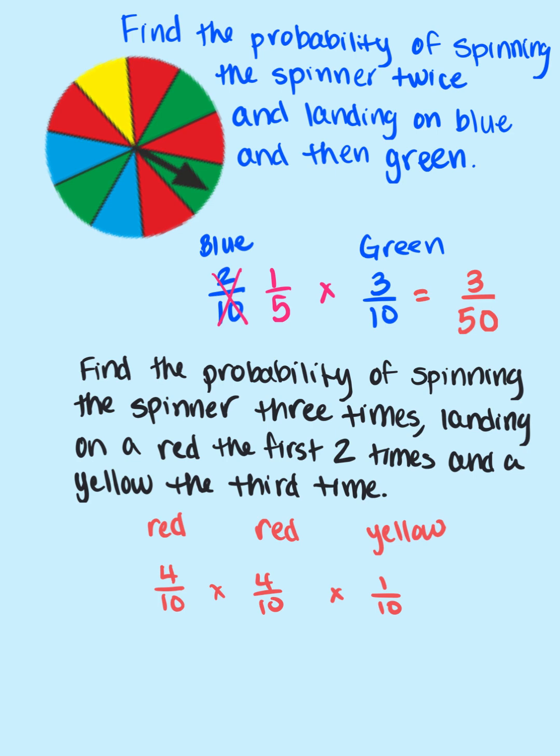Now, I can simplify 4/10 to become 2/5. So I'm just going to rewrite this as 2/5 times 2/5 times 1/10. So now I'm just going to multiply top times top, bottom times bottom. 2 times 2 is 4. 4 times 1 is 4. 5 times 5 is 25 times 10 is 250. So there's a 4 in 250 chance of me getting a red, and then a yellow.